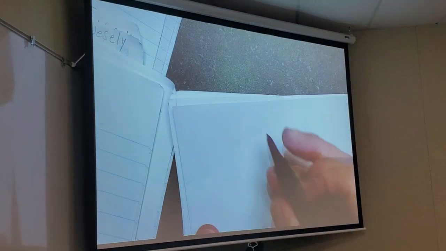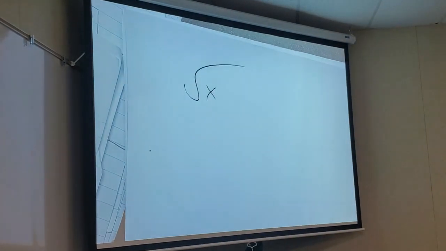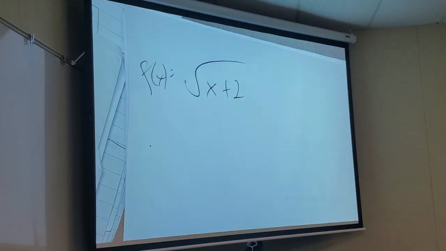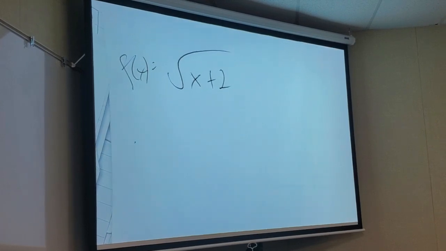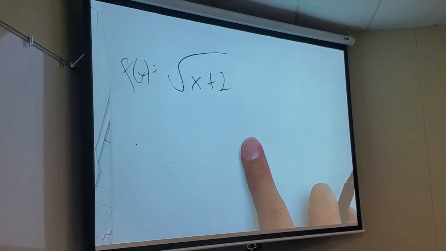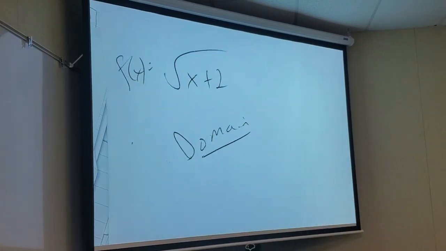Real quick, what if I gave you this function here? Square root of x plus 2. And I'm thinking about graphing this thing, so we're going to stay with real stuff. What can I not allow? What must be true for this to come out real? When I ask you what's the domain of this, I always inherently mean real numbers.